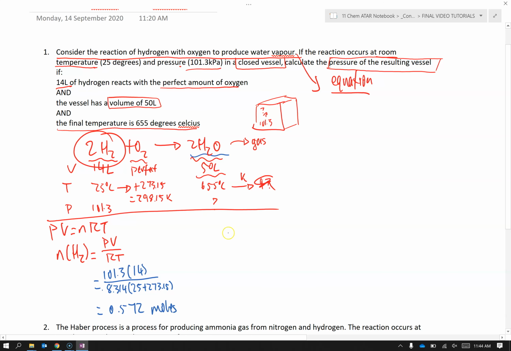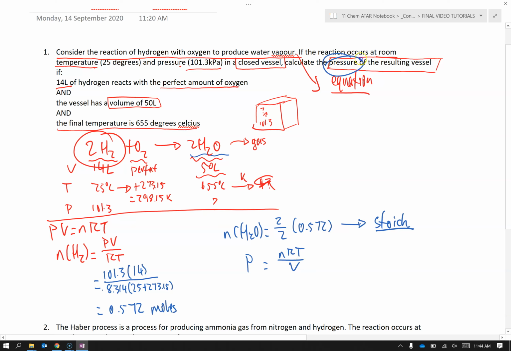Part 2 of this question then, I now need to take my number of moles of H2 and work out my number of moles of H2O. So I can say here that my number of moles of H2O is equal to 2 on 2 multiplied by the number of moles of H2. Why? Due to stoich. Now that I have the number of moles of H2O, I can rearrange my PV equals nRT calculation to get P equals nRT on V to isolate pressure.